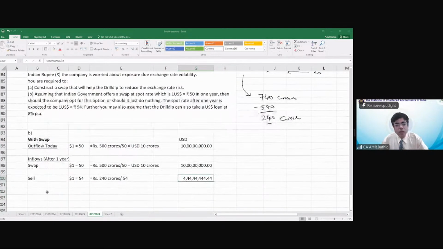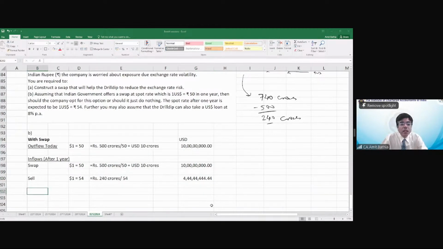Yes, sir. Okay. Now, my recovery is 10 crores plus 4 crores, so total 14 crores in USD terms after 1 year. But there is also cost. Remember, what is that cost?